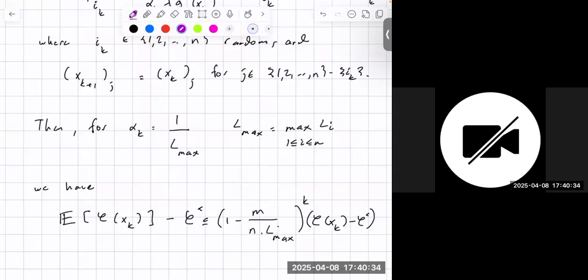N is the number of coordinates. So M is a constant coming from your function F. Okay, so what are you seeing here? 1 minus a number raised to the power K, if I did K iterations. It's a very good bound actually.